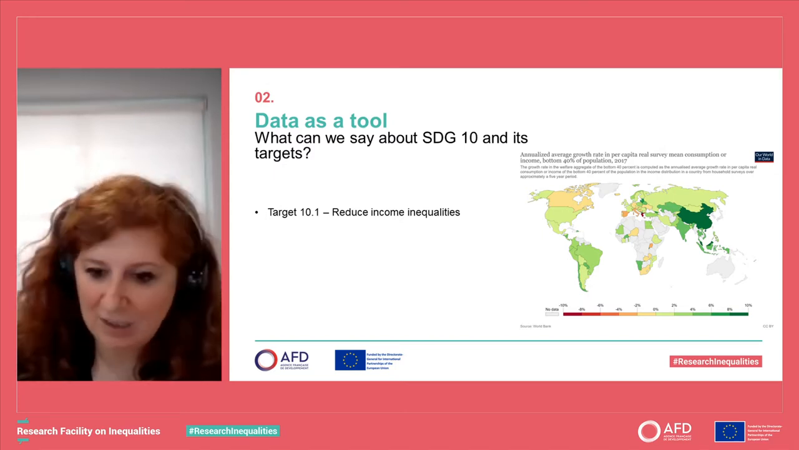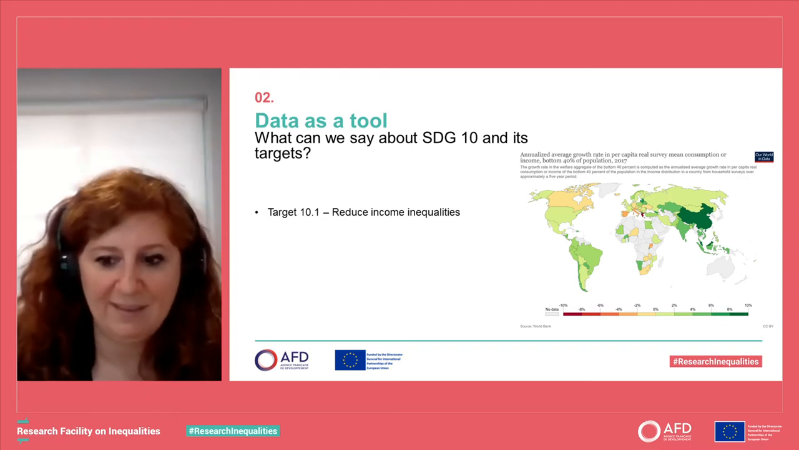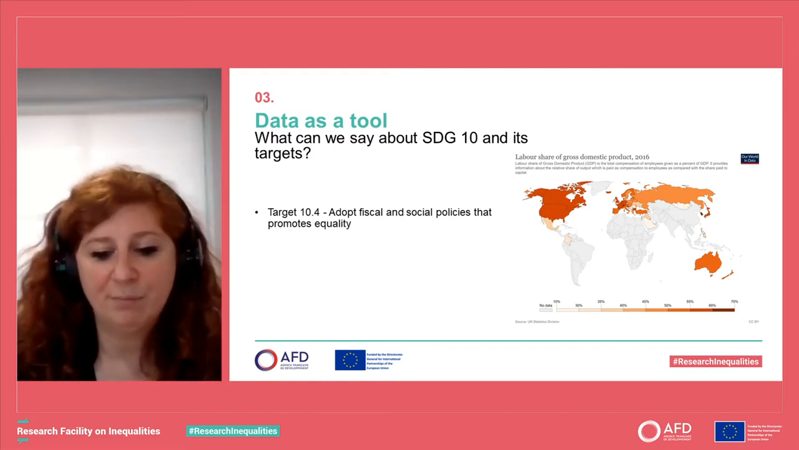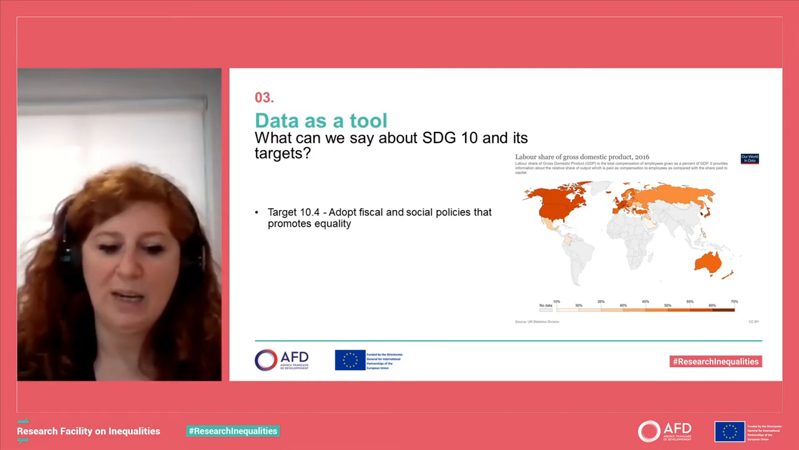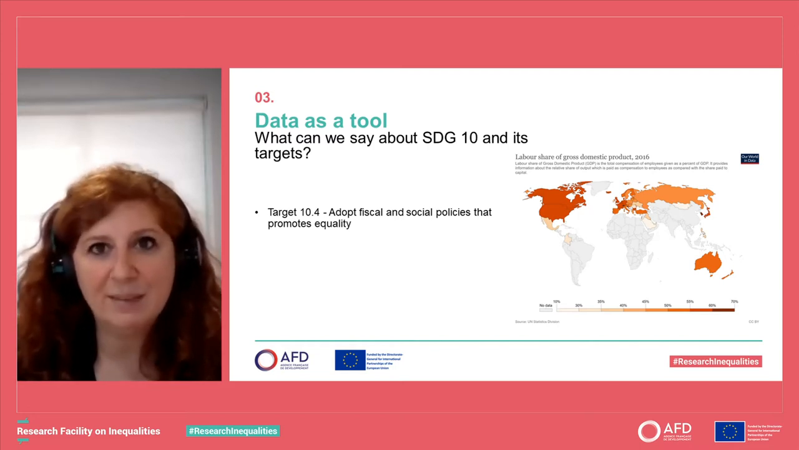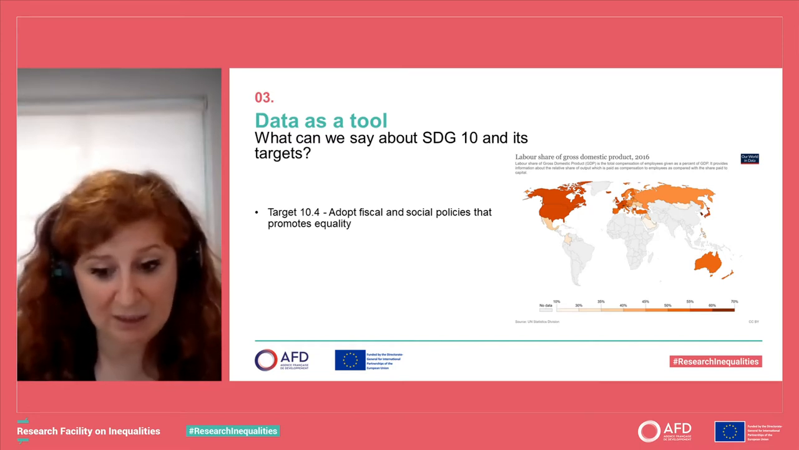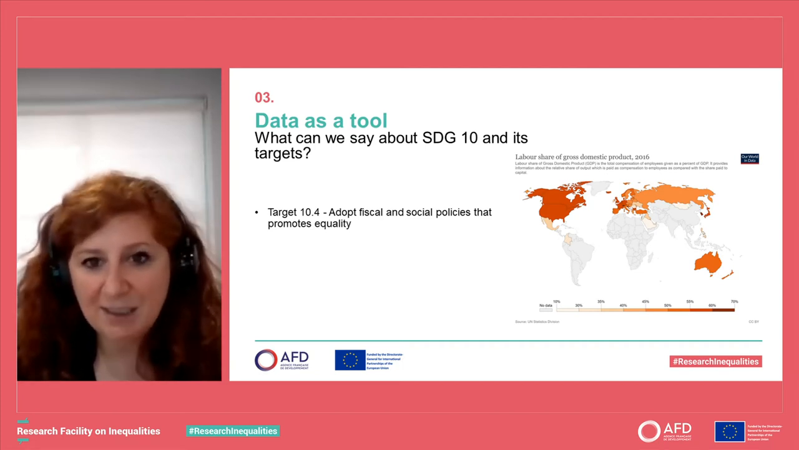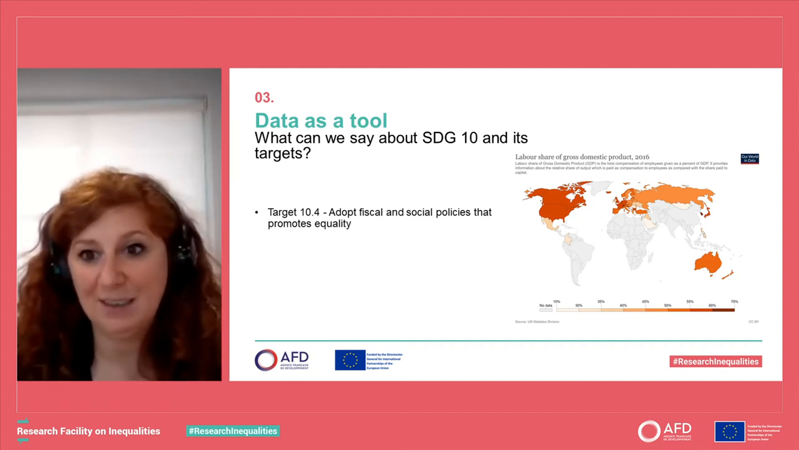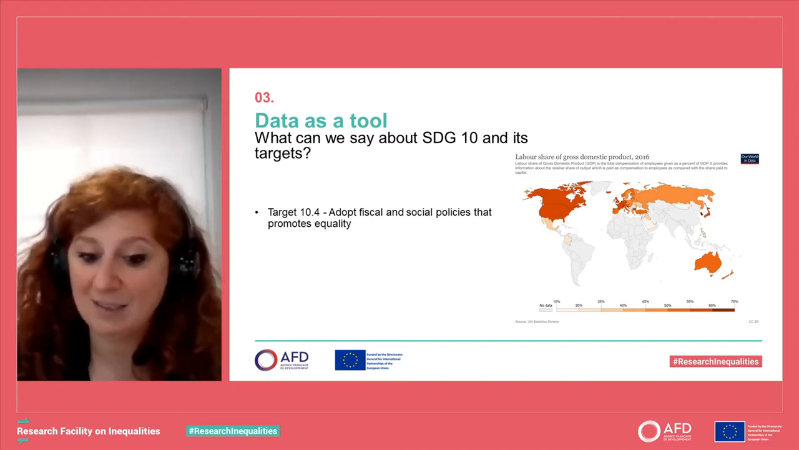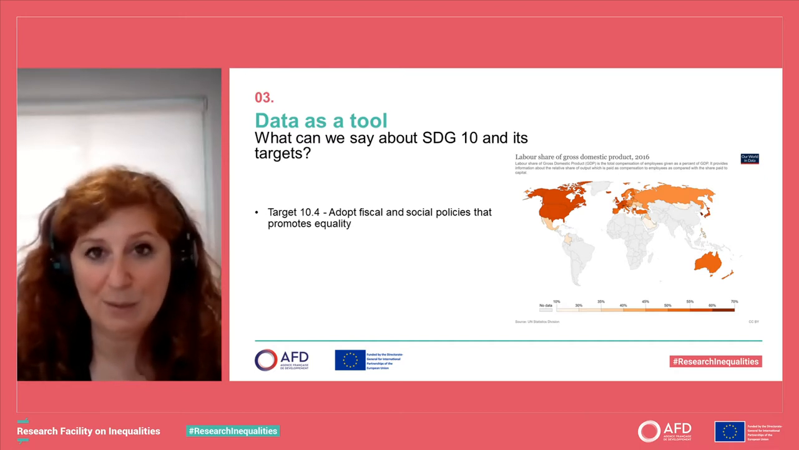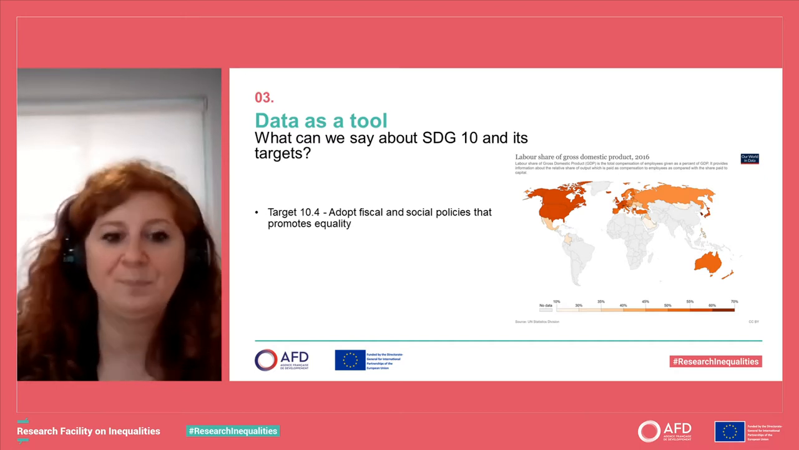We can look at another target, like 10.4, for instance, which aims to adopt policies, especially fiscal, wage, and social protection policies, and progressively achieve greater equality by 2030. And this indicator is the labor share of GDP, comprising wages and social protection systems. And here, as you can see on the slide, the picture is even darker, or I should actually say lighter, as it appears that this figure is practically non-existent for low and middle income countries in the recent period.